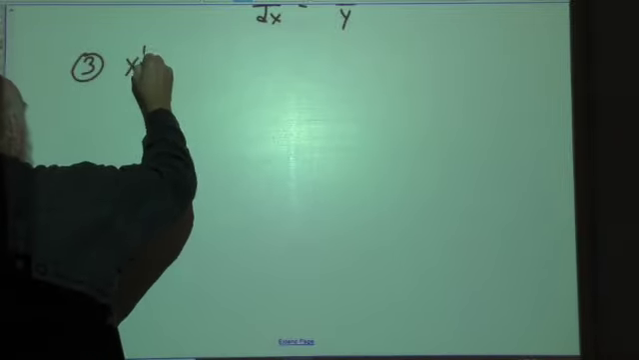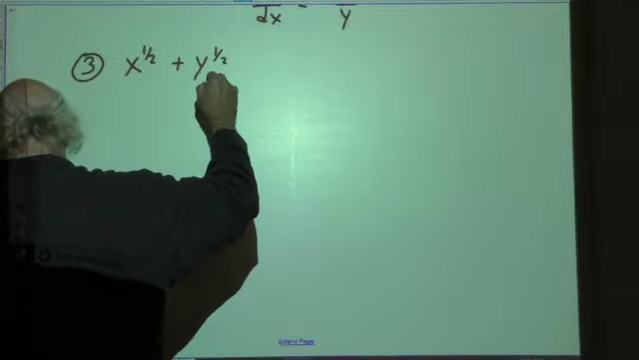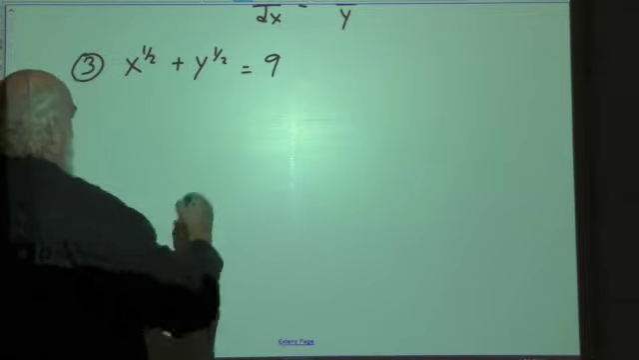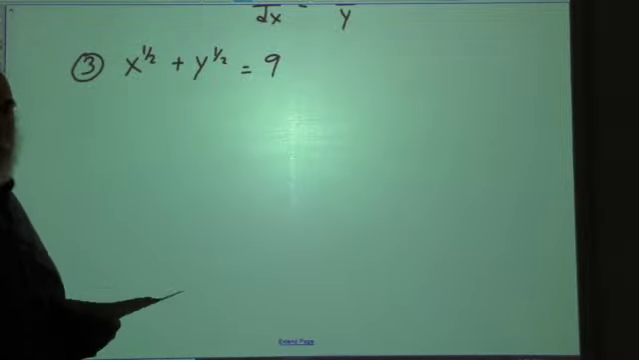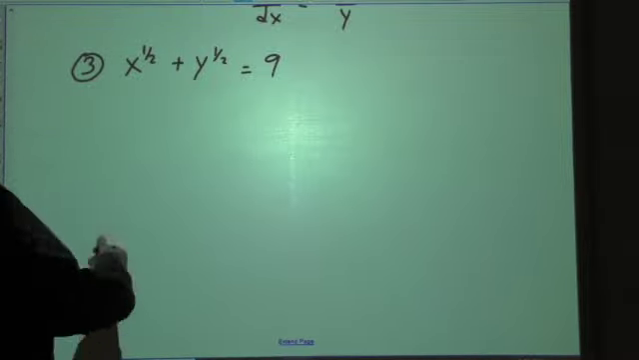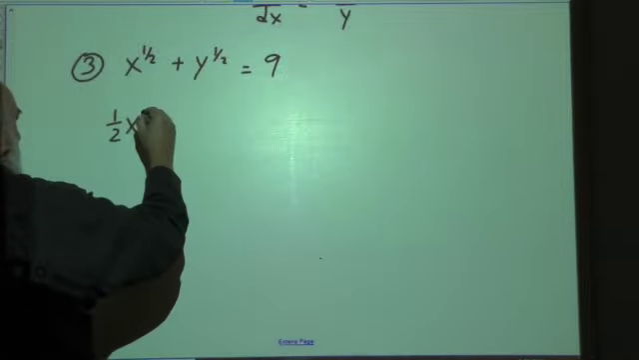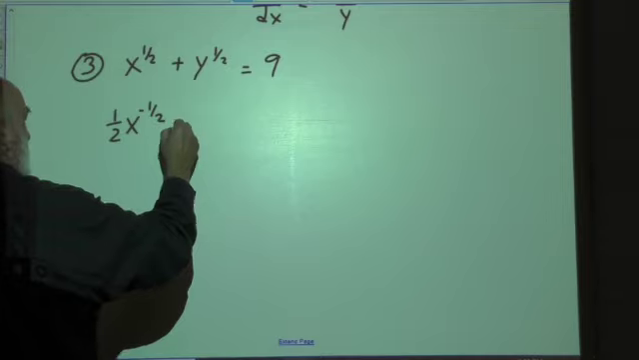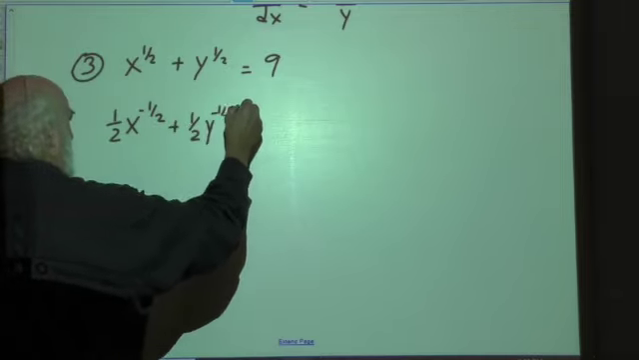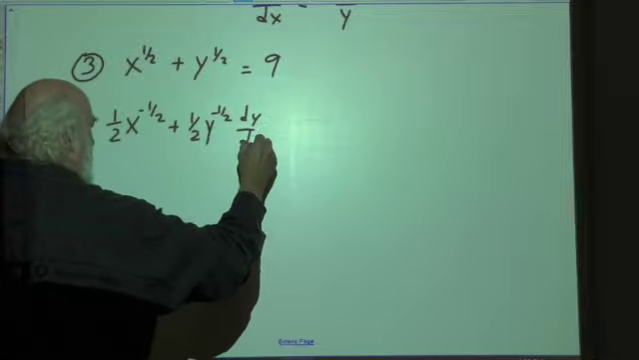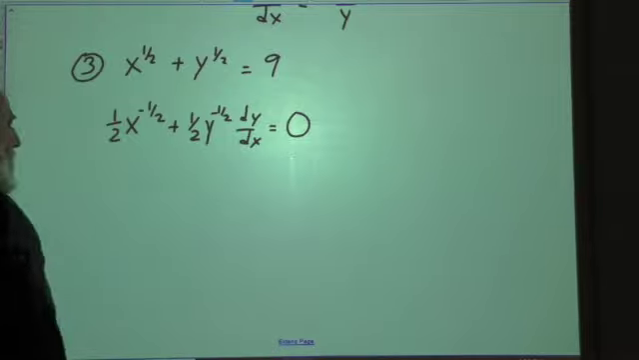x to the 1/2 plus y to the 1/2 equals 9. That's literally how it's written in books. They use the square roots, so you just change the form here. Same thing, derivative of both of these: 1/2 x to the 1/2 minus 2/2 is negative 1/2. Same thing here, 1/2 y to the negative 1/2 dy/dx. And the derivative of 9 is a constant, so that's going to be 0.